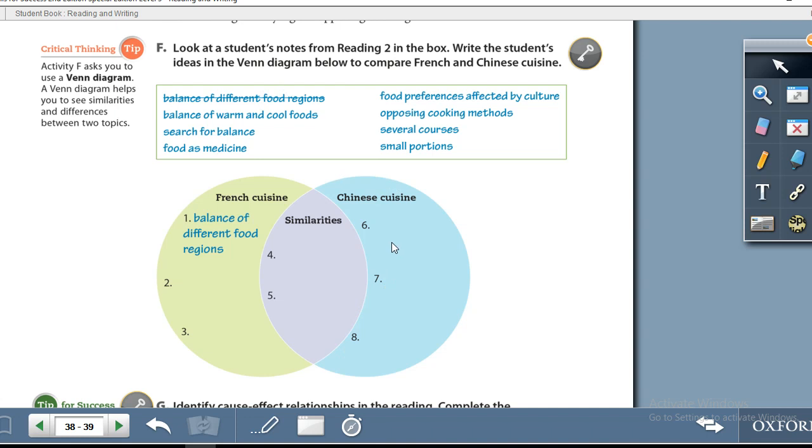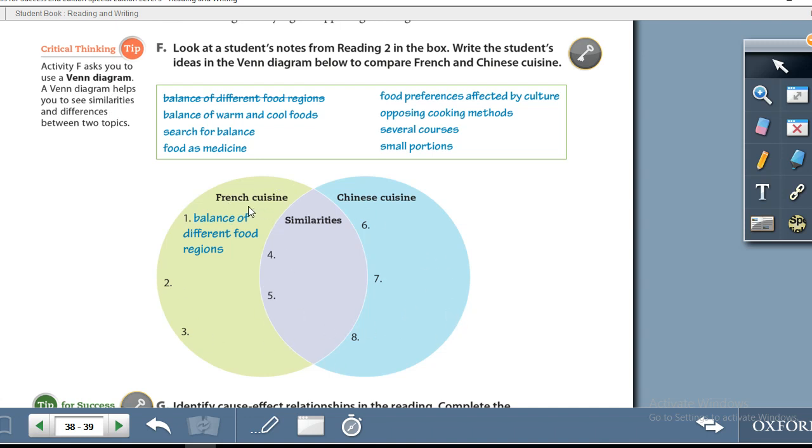Generally, it's a diagram where you would find two different topics which is written together, and they would have the similarities in the middle. That is generally what a Venn diagram is. So if you look over here, critical thinking tip, activity F asks you to use a Venn diagram. A Venn diagram helps you to see similarities and differences between two topics. So that explains to you what a Venn diagram is, right?